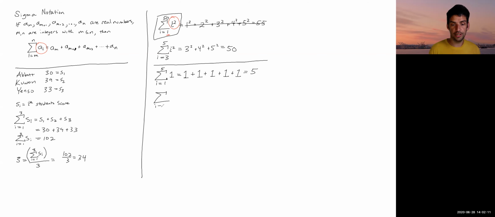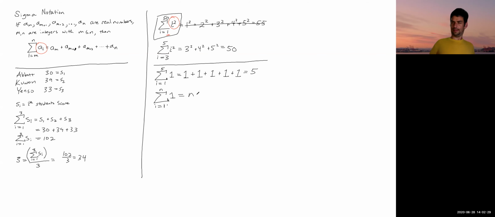More generally, we could say if we go from i equals 1 to n of the number 1, we're going to add up 1 n times, and we'll just get n. Okay.